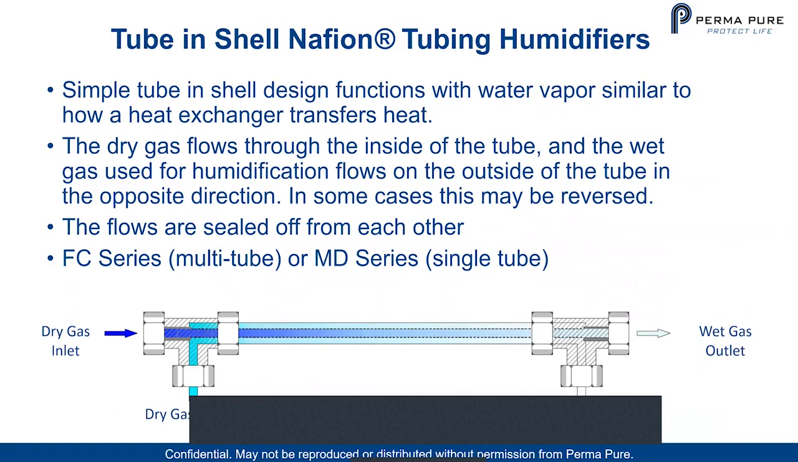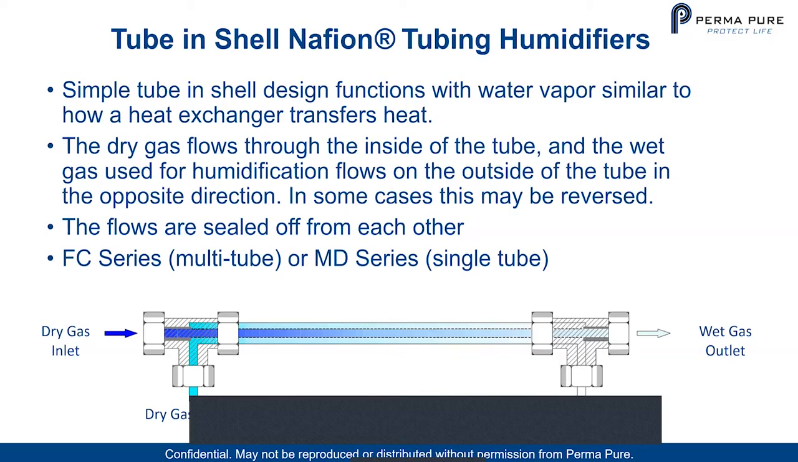So let's look at tube and shell Nafion tubing humidifiers. These work just like our dryers. You've probably seen this before in our previous presentations, but I want to point out that we're looking at water and we're looking at humidification. With this type of humidifier, you're putting the dry gas in through the center of the tube in dark blue, and your wet gas is coming in the opposite direction from the right to the left, coming in white and turning light blue, leaving out to the left.